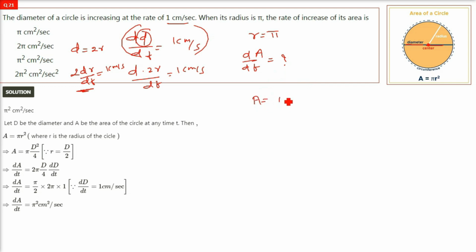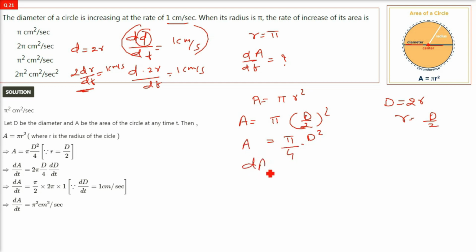So area of circle is pi r squared. Diameter and radius have some relation. Diameter is twice r, so r is capital D by 2. So A is pi times (D by 2) whole squared, which is pi D squared by 4. Now you can differentiate it. dA by dt is pi by 4, and twice D, twice the diameter, and dD by dt.